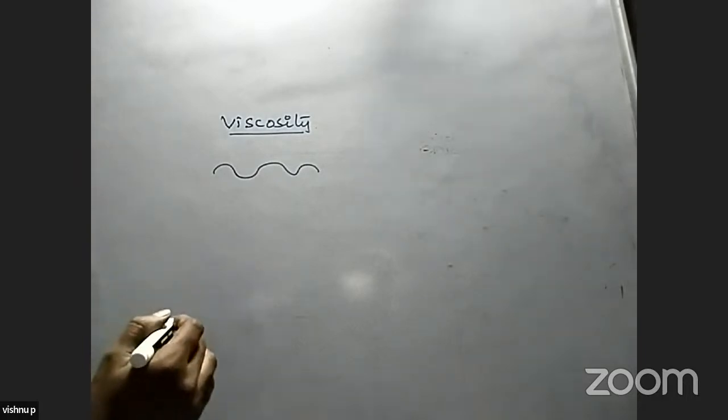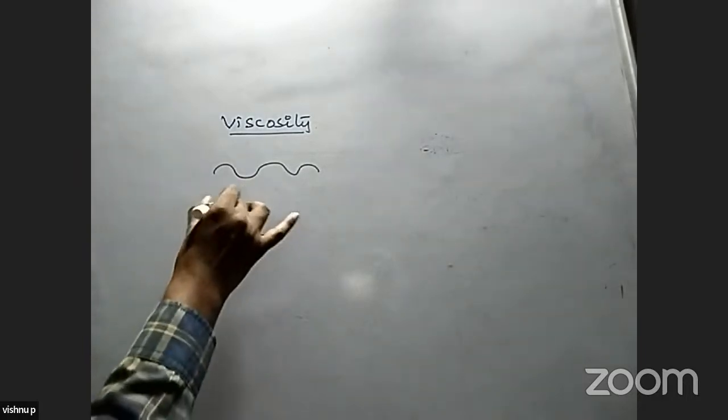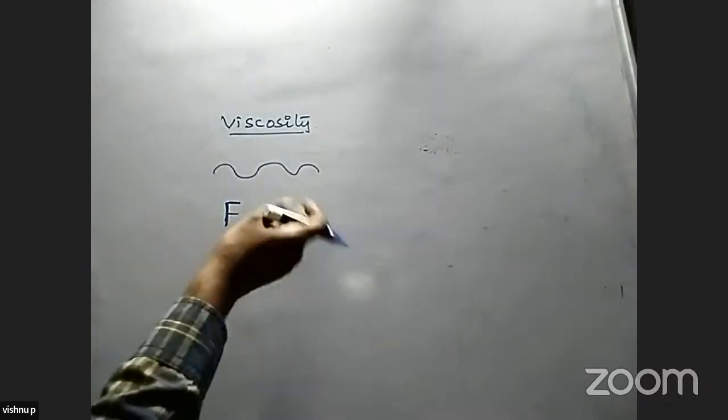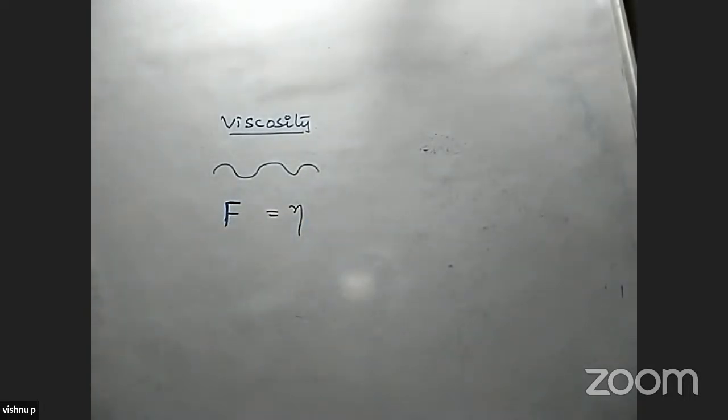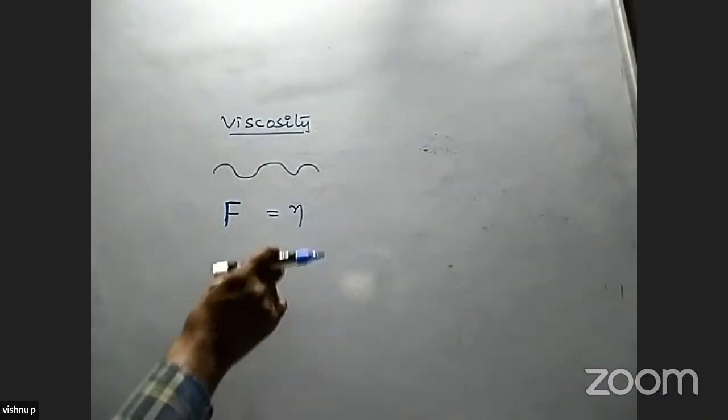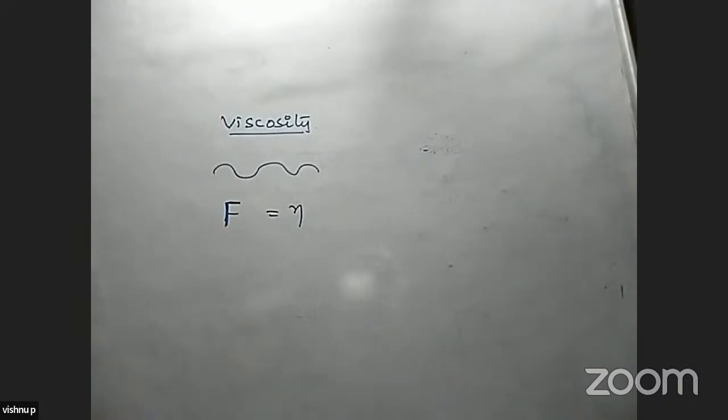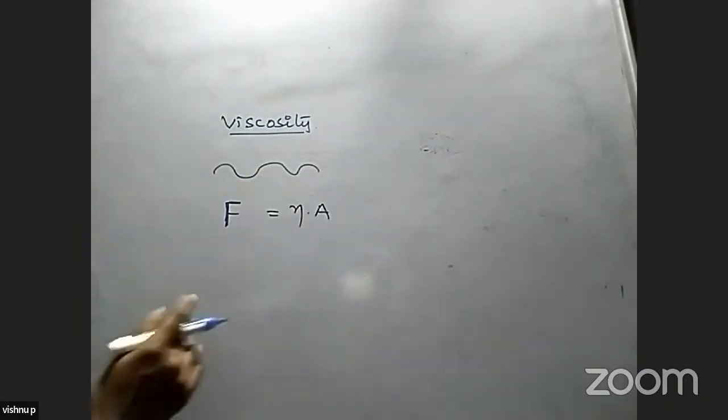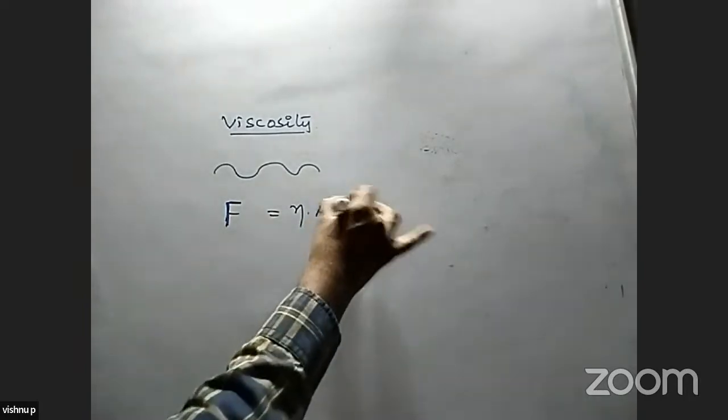One more property of liquid is viscosity. What is the meaning of viscosity? Resistance to flow. Any liquid shows resistance to flow. That is called viscosity. And viscosity is indicated by the force of viscosity: F is the force required to maintain the flow, equal to eta times A times dv by dx. Eta is the proportionality constant or coefficient of viscosity, and this depends on the area of the liquid and on dv by dx.